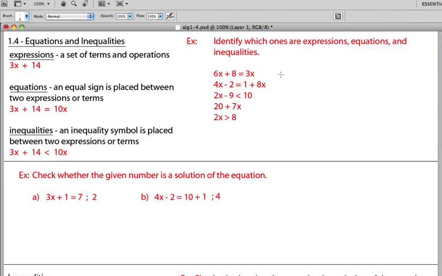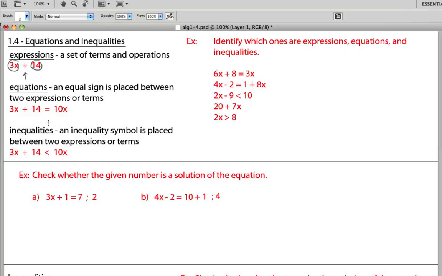This lesson is on equations and inequalities. First, let's look at these three terms on the left. An expression is a set of terms and operations. In this case, the terms would be 3x and 14, and the operation would be addition.